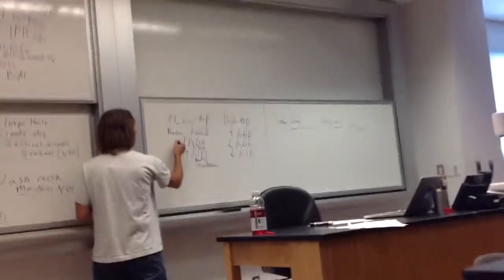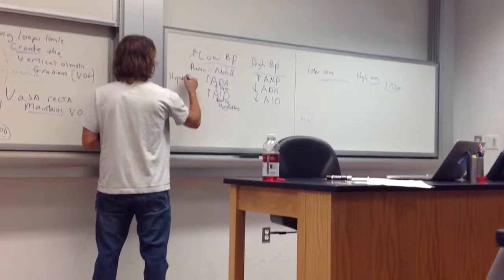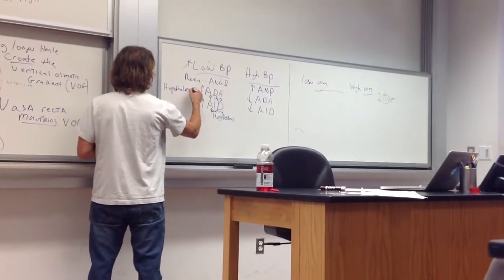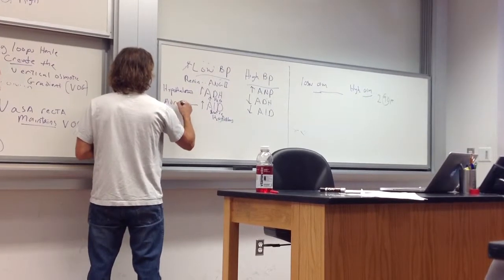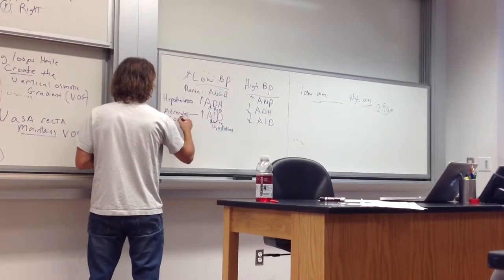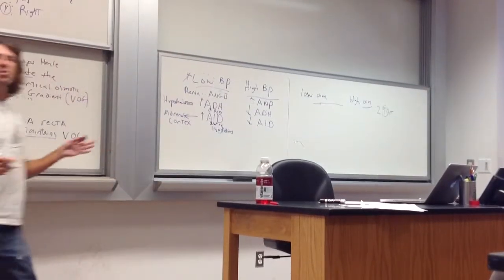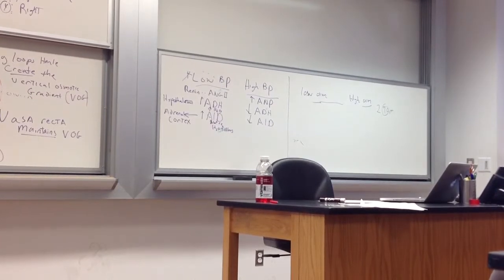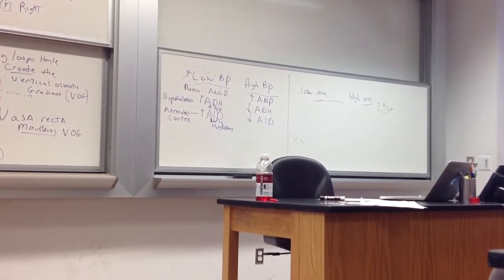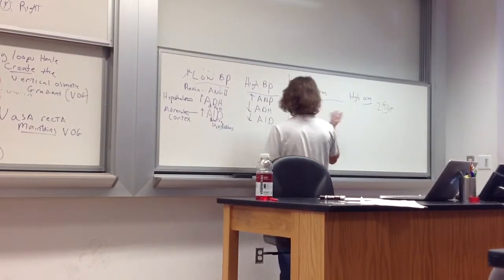Where is ADH made? Hypothalamus. Where is aldosterone made? Adrenal gland. The adrenal gland, adrenal cortex. I would accept either. Okay, they work together. Most of the time, we're working together, high and low blood pressure. Okay. Low and high osmolarity, which they'll be on the test.